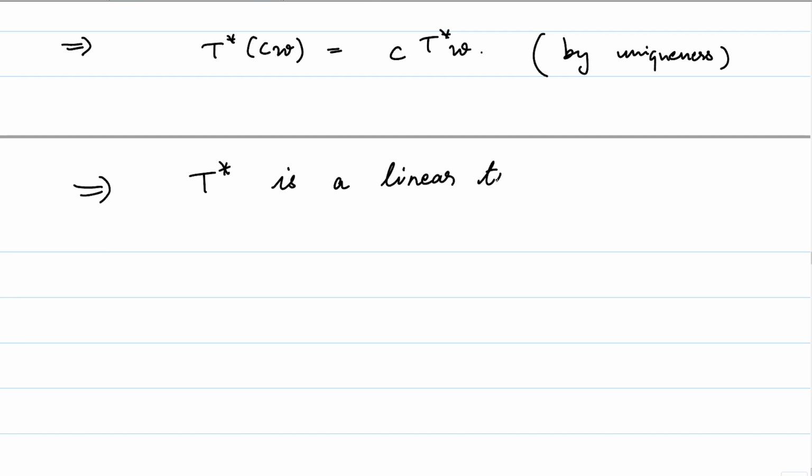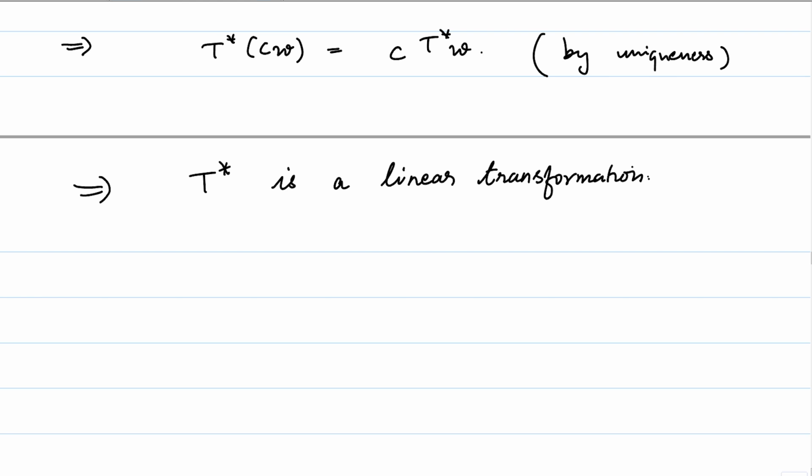So given any linear transformation T from V to W, we are able to get hold of a T star which is again a linear transformation from W to V. You might be tempted to think of the adjoint as something like the inverse, but let me stop you right there. The inverse of a linear transformation can be defined only when the linear transformation is invertible. However, the adjoint can be defined for any linear transformation.